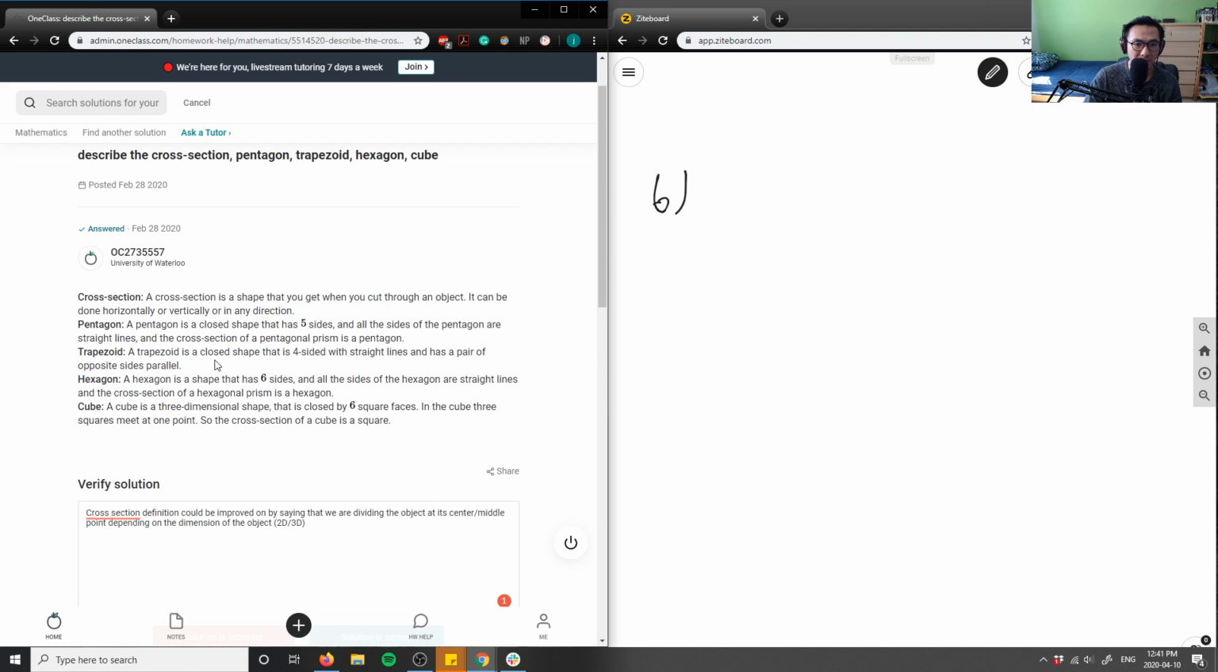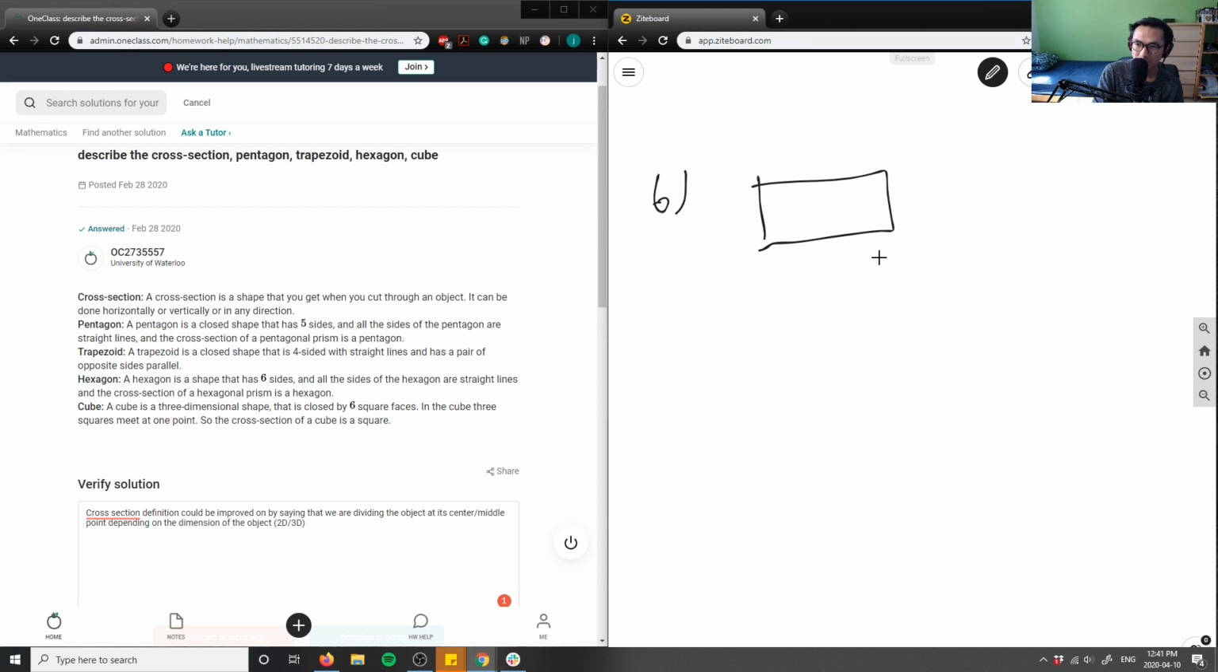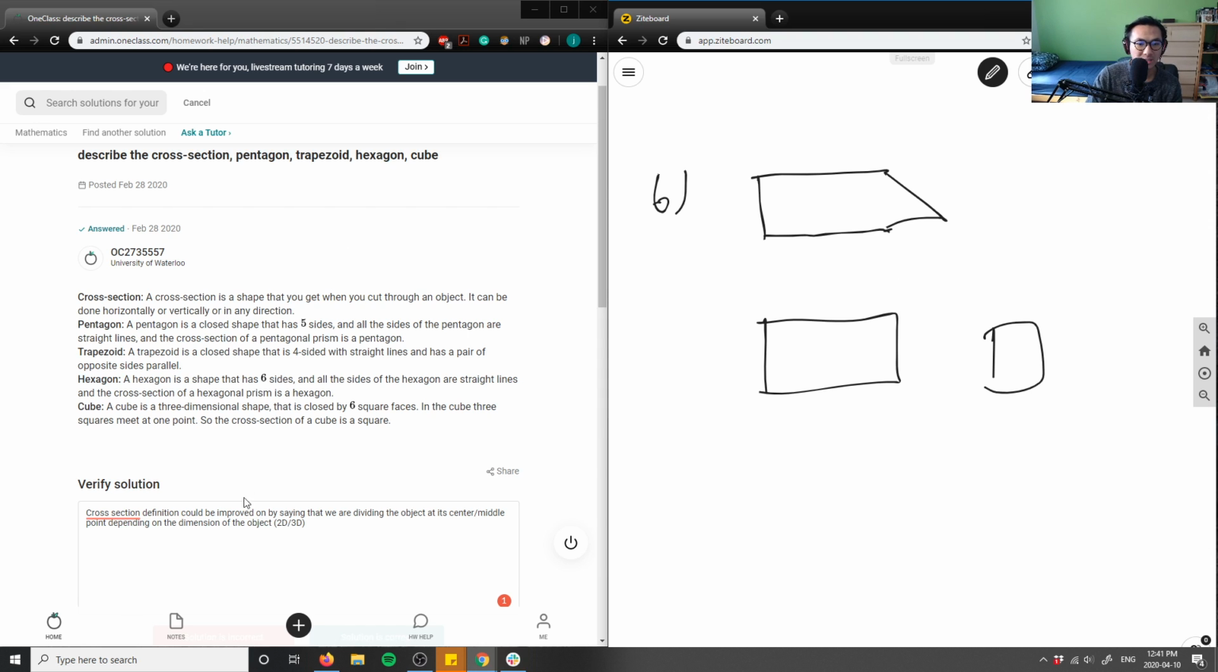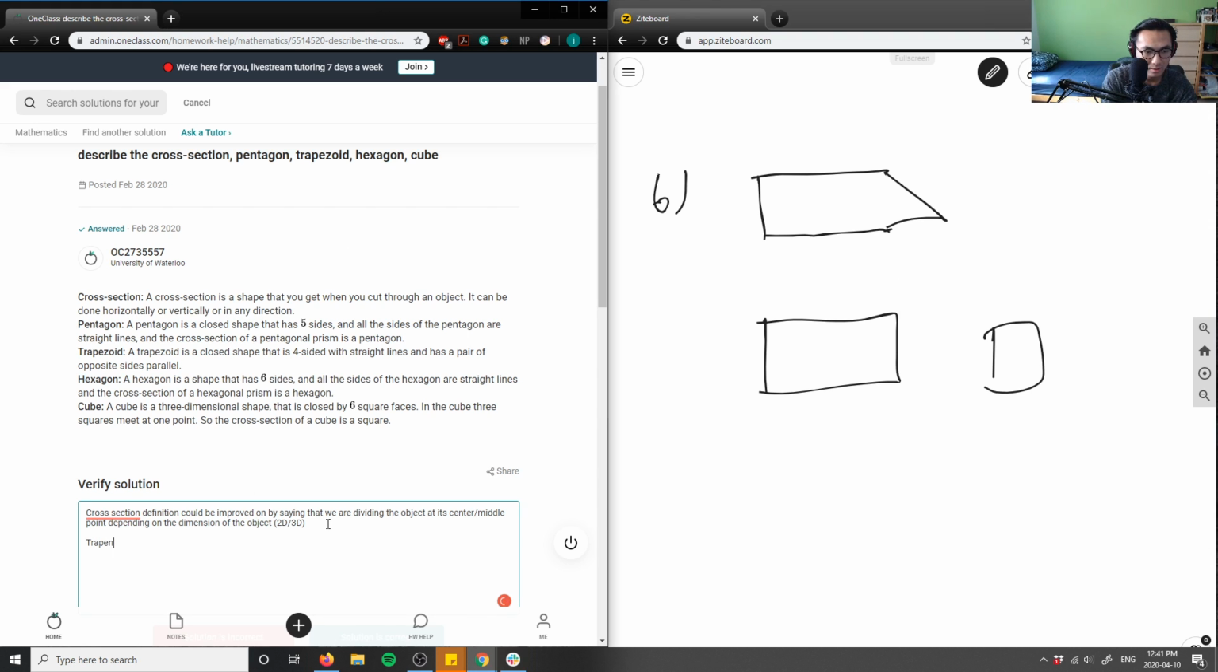A trapezoid is a closed shape that's 4-sided with straight lines and has a pair of opposite sides parallel. So when we talk about a trapezoid, it is a rectangle with a triangle. So this here is a trapezoid. So when we talk about a closed shape that's 4 sides with straight lines and has a pair of opposite sides that's parallel, a rectangle would fit that definition. So a square would fit that definition as well. So I'm going to say the trapezoid definition is not correct.